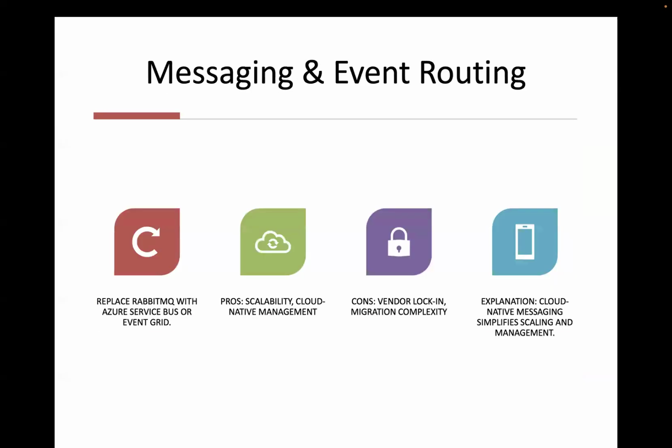The next one is messaging and event routing. Instead of RabbitMQ, we can also use Azure Service Bus or Event Grid. These services offer built-in reliability, scalability, and integration with other Azure services. While RabbitMQ gives more control, Azure Service Bus reduces maintenance overhead.